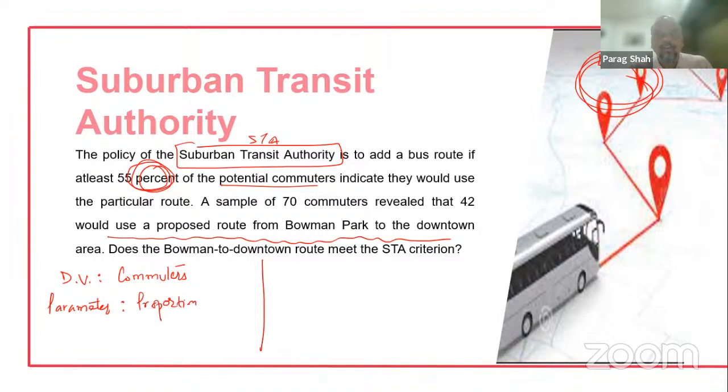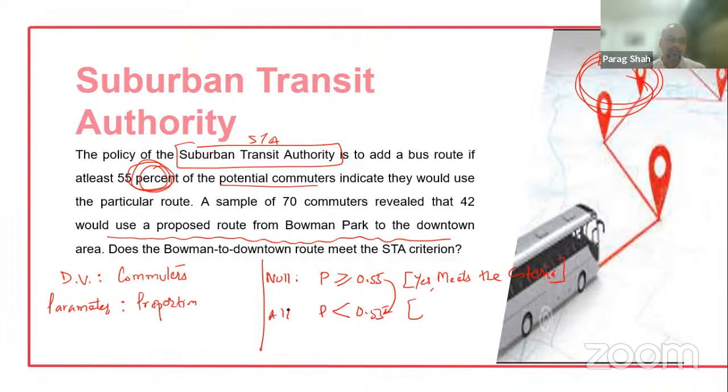What can be your answer? Yes or no? Suppose yes, it meets the criteria. What is the criteria? At least 55 percent. At least. This means P is greater than or equal to 0.55. What will be complementary to this? If it is greater than or equal to, the complementary is less than 0.55. Out of these two, where you have an equal to sign, we have an equal to sign over here. So this is null. This becomes alternative. I hope the picture is clear.